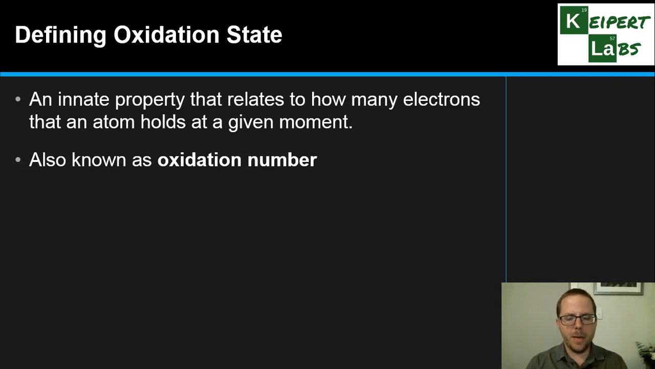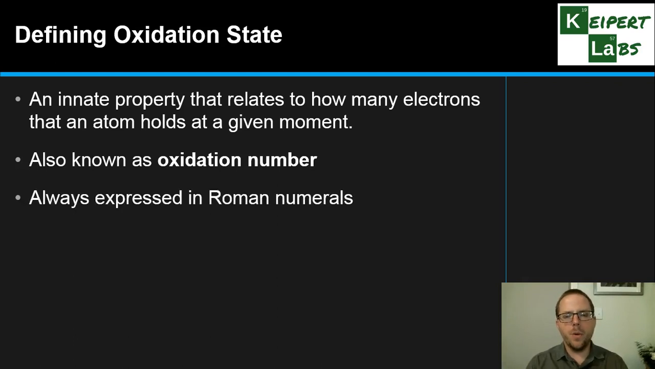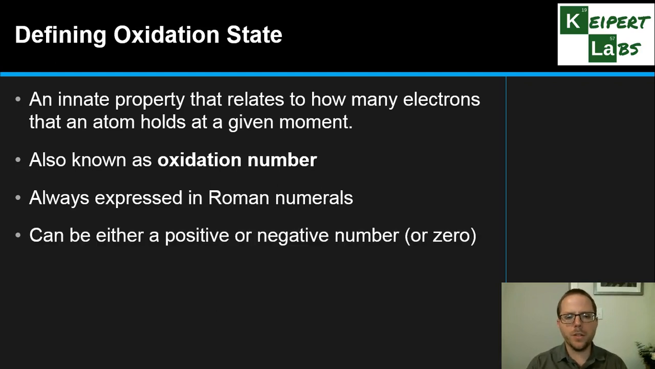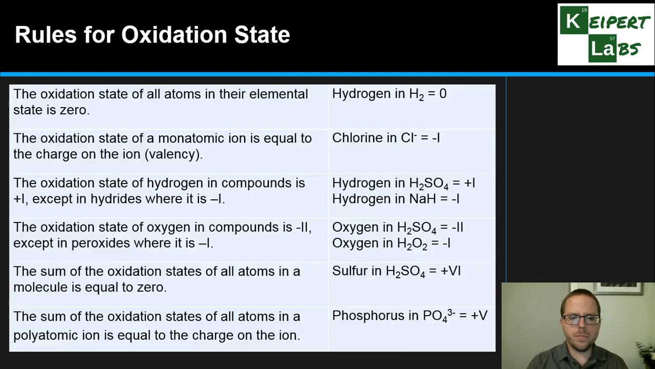They're so interchangeable I even mucked up my words. But oxidation state or oxidation number are equivalent concepts. They're always expressed in Roman numerals. As we go through, I'll also be expressing them in terms of actual normal integers as well, just to help you get your handle on how this works. And they can be either positive, negative, or zero. Okay, so they are numbers. Positive, negative, or zero.